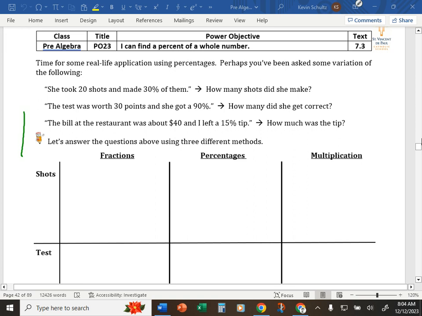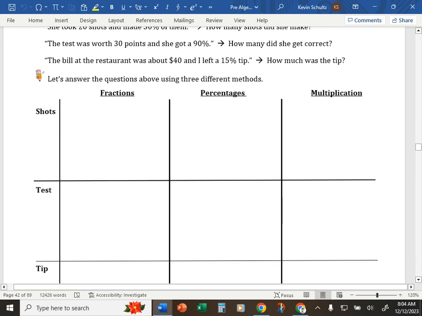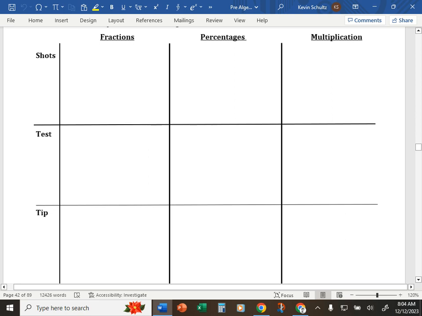I'm going to show you three different methods. You don't need to know all of them. You just need to know how to do one of them. On the test, you will not be able to use a calculator. On PO23, you can do it any way that you want to, whichever one makes the most sense. That's what I'd like you to use, but I'm going to give you a couple of different options.